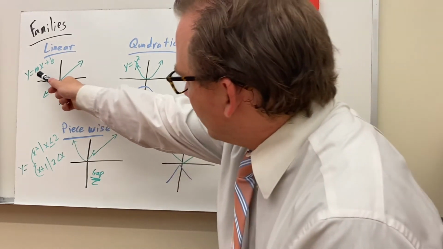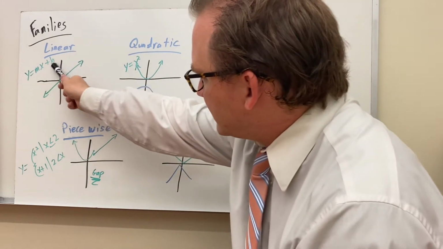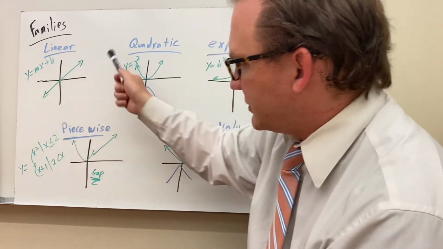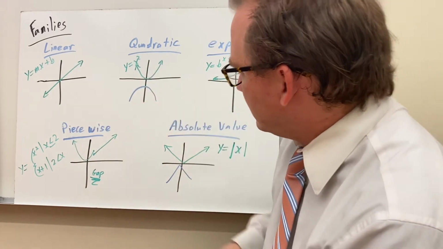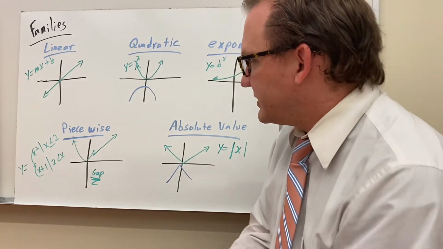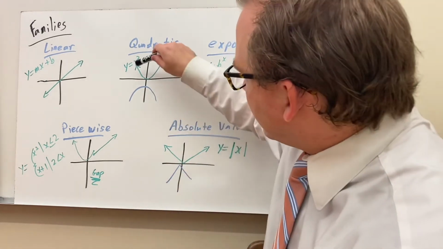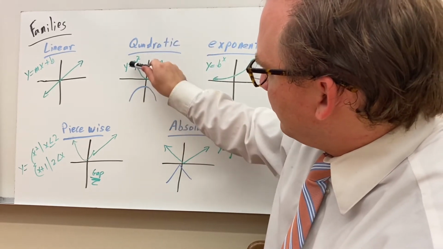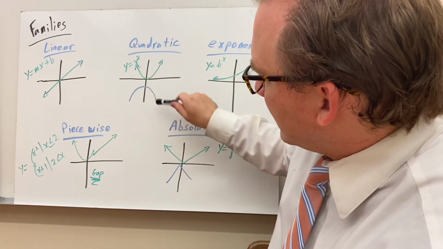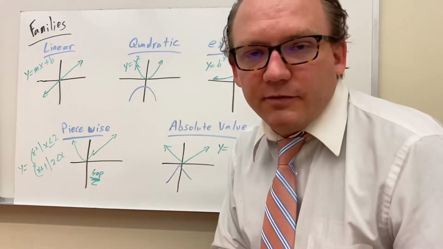Linear functions are y equals mx plus b. Hopefully you've seen this slope-intercept form before. It's just a straight line. Quadratic is when you have an x value raised to, which is squared, raised to a second power. Generally it is going to look like what we call a parabola. You can put a negative in front of the x value and kind of flip this upside down or translate it in a variety of different ways.